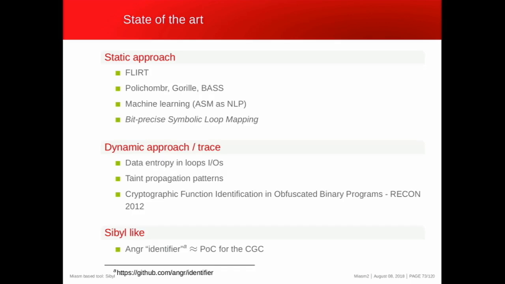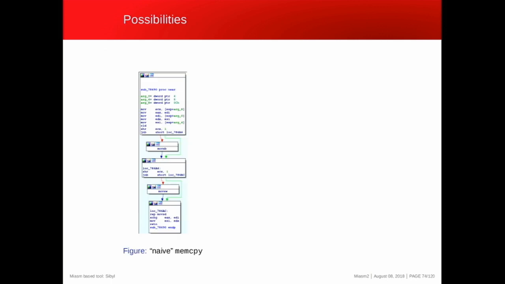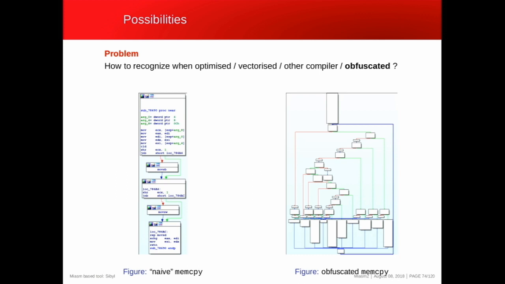So how do we do that? There is already some state of the art. For example, there are static approaches like FLIRT in IDA, but we'll use a dynamic one. Why will we use that? Because, for instance, here is a memcopy, which is a naive implementation. It's quite easy to recognize, but you can have the same memcopy obfuscated.